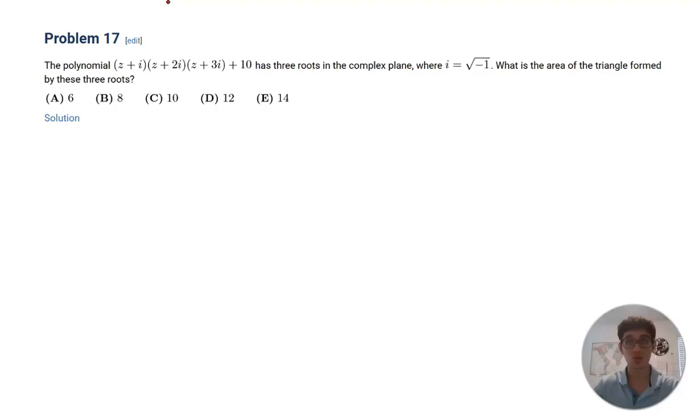Not even just the roots. We want to find the area of the triangle formed by these roots. So it seems like it's just going from worse to even worse. But actually, these things can work in our favor if we're smart with it.